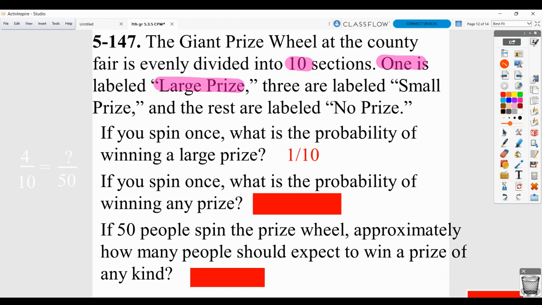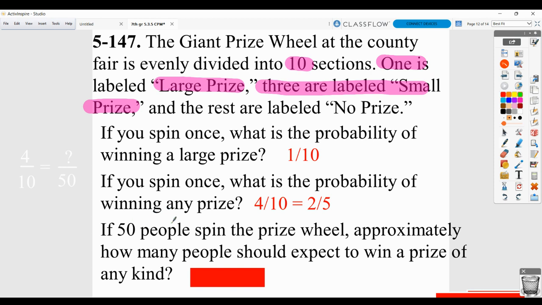So 1/10. If you spin once, what's the probability of winning any prize? Well, large prize is, again, 1 out of the 10 sections, and 3 are labeled small prize. So 1 plus 3 would give us a total of 4. So we'd have 4/10. But again, we would simplify that, divide top and bottom by 2, and give us 2/5.